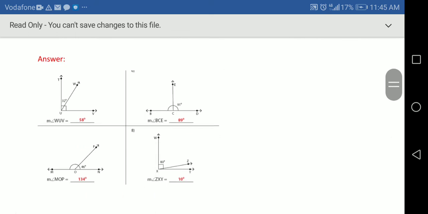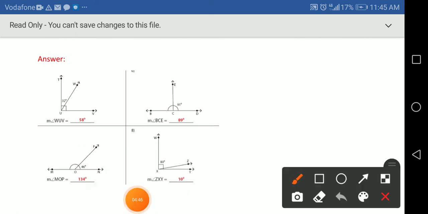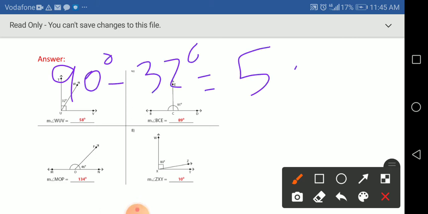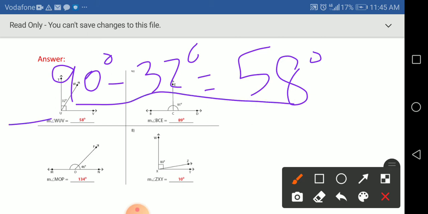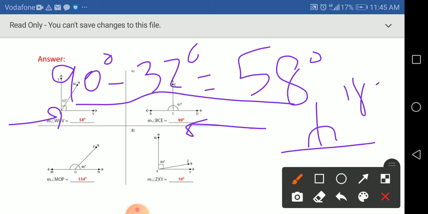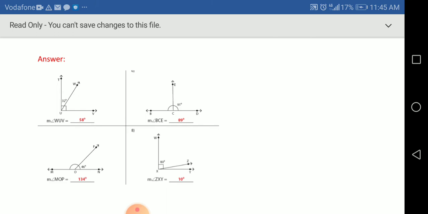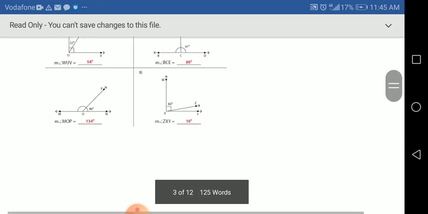As you see here, 90 degrees minus 32 gives you 58 degrees, and this is called complementary. What about this? This is supplementary, 180 minus the given, which is 91. So the answer will be 89. Okay, easy.